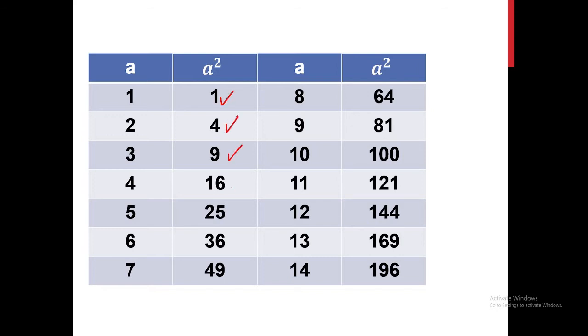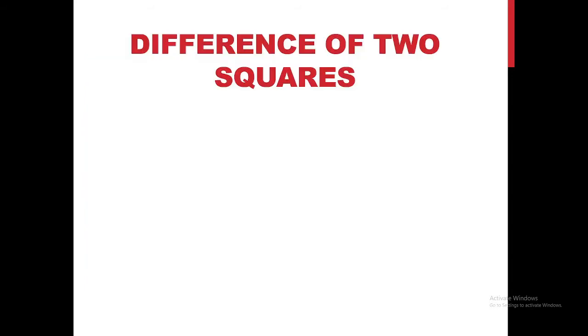How do you call these numbers? These are the perfect squares, or the squares, or the squared numbers. So take note, these are the perfect squares. And these numbers should be found in your given, because if these numbers are not found in your given, then you cannot use difference of two squares. Let's proceed to our first example.